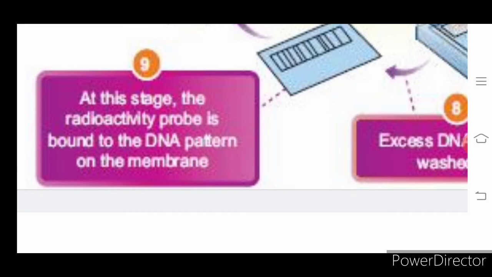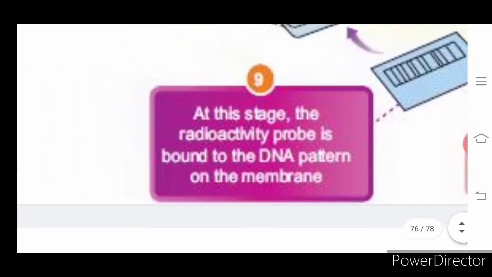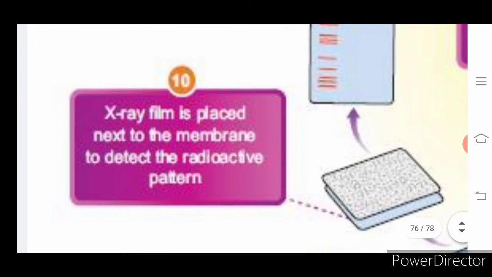So we are going to label it. One is the DNA which we are getting from the sample. Another DNA we are adding to it as a probe is radioactively labeled, and once it is radioactively labeled, it gets attached to the DNA. Then X-ray film is placed next to the membrane to detect the radioactive pattern.